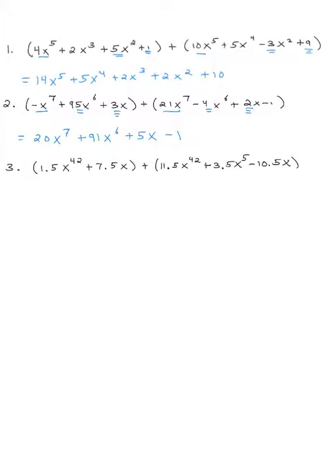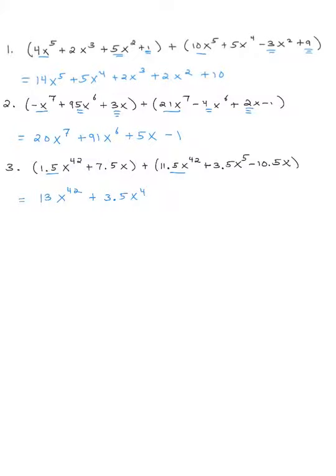All right, so adding these two polynomials, an x to the 42nd power is here and here. All right, so we have 11.5 plus 1.5, that's 13. 13x to the power 42. Dropping all the way down to the next closest power is going to be an x to the fifth, but there's only one of those, so I get plus 3.5x to the fifth.